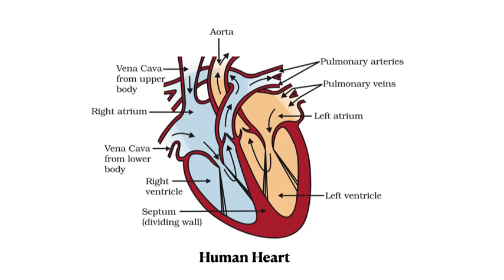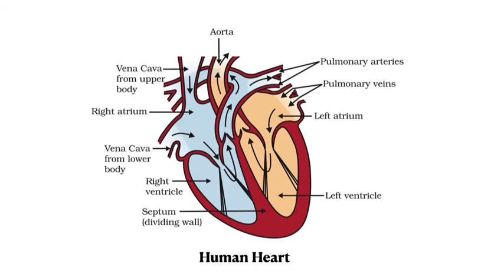Now come to the left side of the heart. Upper part of the heart, that is left atrium, you can see 2 veins, pulmonary veins. So pulmonary veins bring oxygenated blood from the lungs to the left atrium. From here the blood goes to left ventricle, and from left ventricle blood is supplied to all parts of the body with the help of aorta. So aorta is the main artery which carries blood from heart to various parts of the body except lungs.